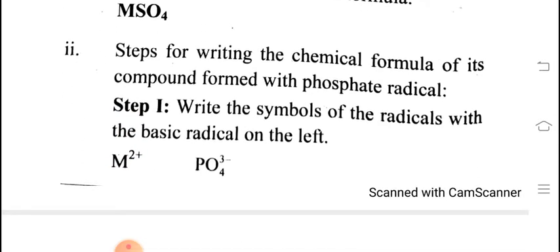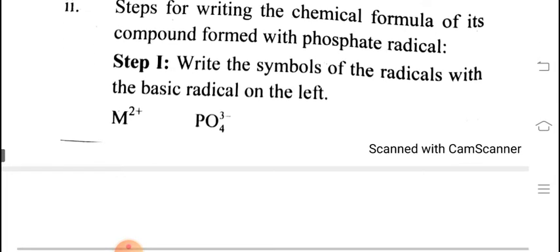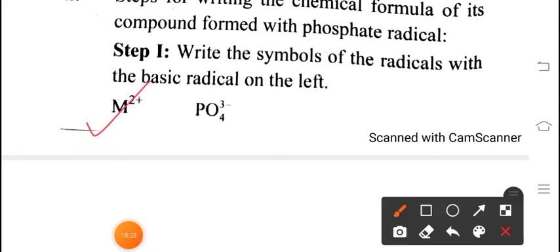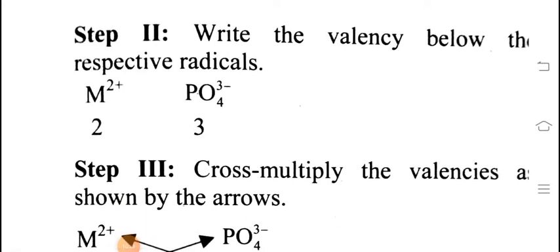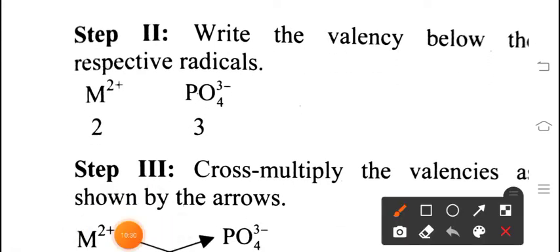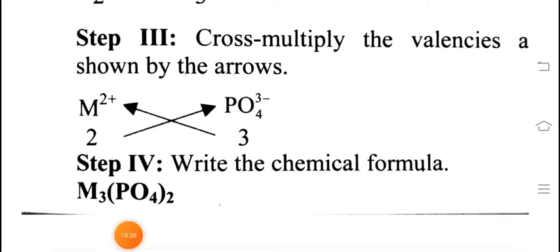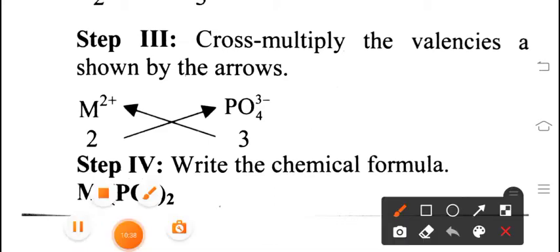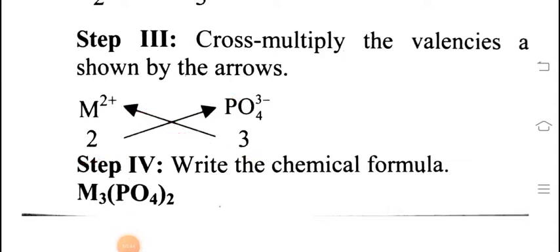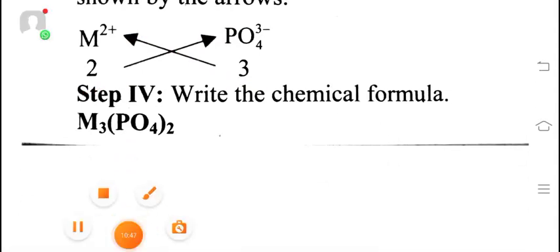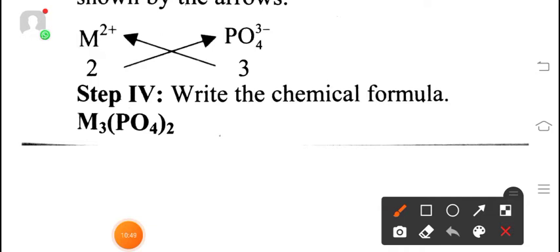Next, the steps for writing the chemical formula of its compound formed with phosphate. For phosphate I am taking M as it is on the left hand side, and next is phosphate. Again I have to write the charges below the respective radicals, which I am writing as this 3 over here and this 2 over here. Now next is cross multiplication. Obviously here the numbers are different, 3 and 2, so there is no cancellation, and here we can write M3(PO4)2.